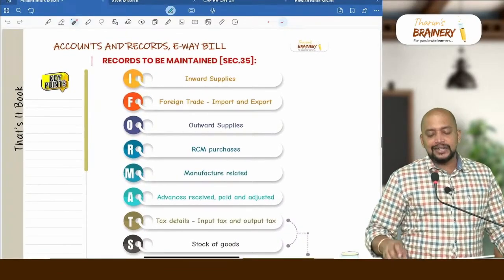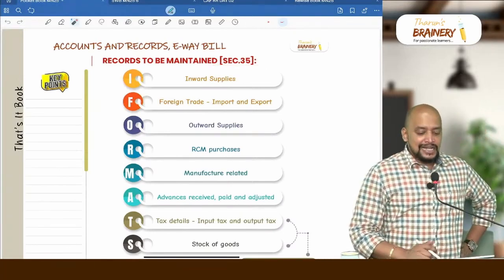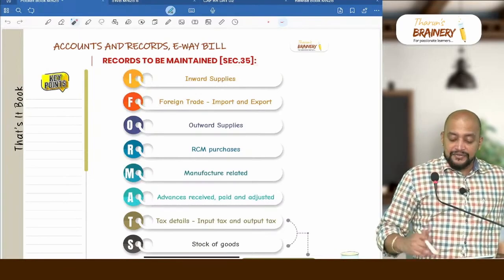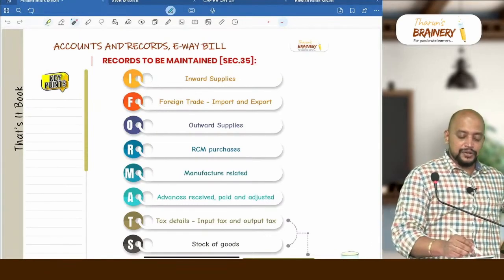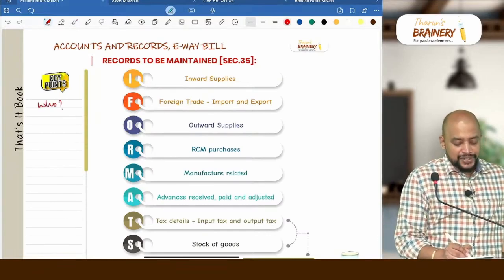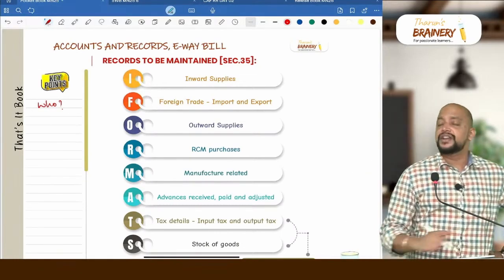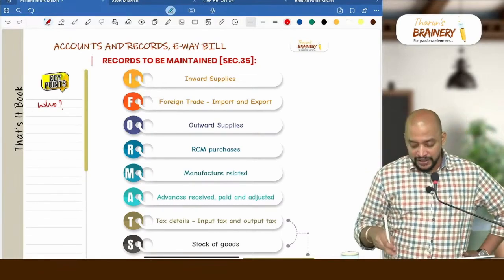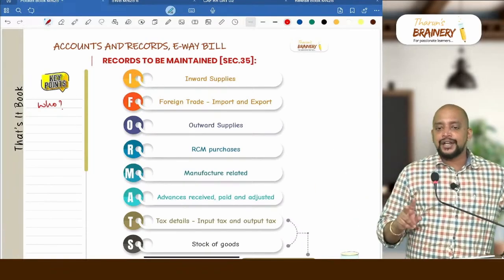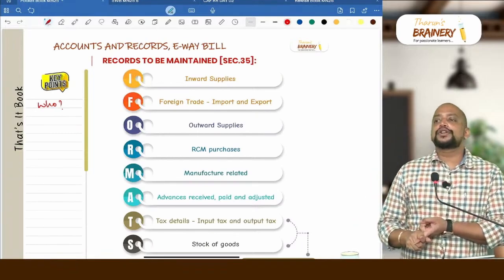First we need to understand section 35. There are two sections here, section 35 and 36. Section 35 talks about what are the accounts and records to be maintained and where they are to be maintained. So first question is, who is required to maintain accounts and records? Every registered person is required to maintain them, but there are two exceptions. If there is a warehouse keeper and a transporter, even though they are unregistered, they need to maintain these accounts and records. Please concentrate.